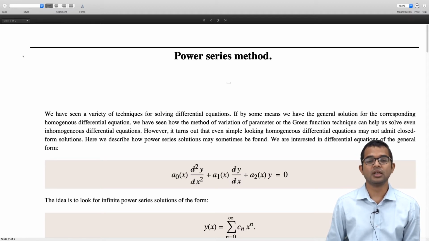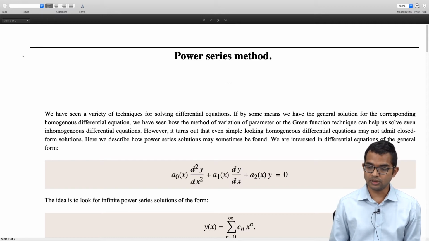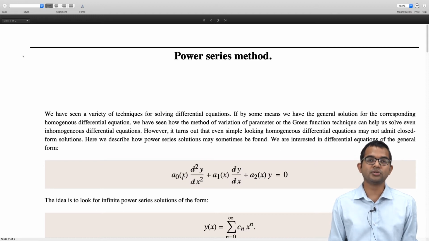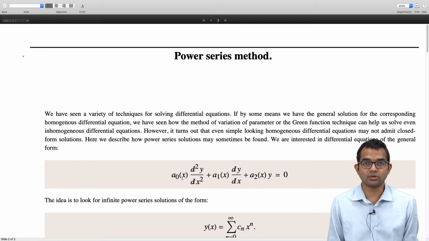Like we said, if you can find a general solution for homogeneous differential equations by some method, you have access to inhomogeneous differential equations as well, as we have seen. But even the homogeneous differential equation itself can be a hard problem many a time. The kind of differential equation we are interested in is the following: a0 of x, some function of x, d squared y by dx squared, plus a1 of x dy by dx, plus a2 of x y, is equal to 0. It's homogeneous because the right hand side is 0. But the difficulty comes because a0, a1 and a2 are functions of x. If they had been constants, then of course we know how to solve this problem.